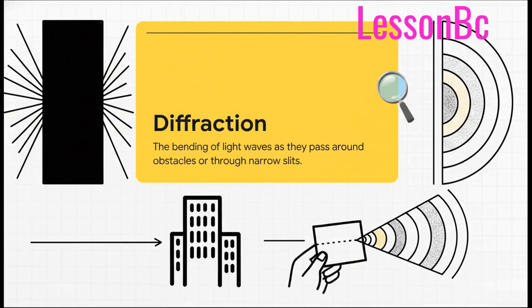Now, here's the really important part. You only really notice this effect when the size of the opening is super small, around the same size as the wavelength of the light itself. That's why you don't see light bending around, say, a building, but you absolutely see it creating these cool patterns when it goes through a microscopic slit.